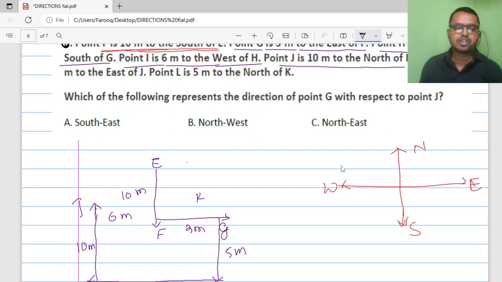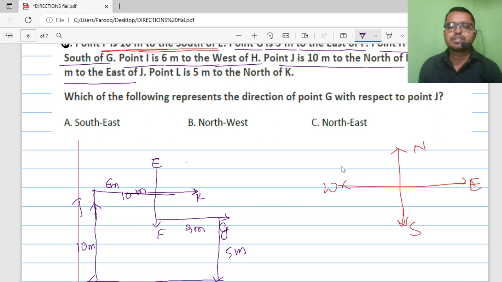Once again I will draw in this direction. This is point K. Point K is 6 meter to the east of J. J is here. Its east is in this direction, 6 meter. Yes. And the last point L is 5 meter to the north of K. Point L, north of K, means in this direction, 5 meter.